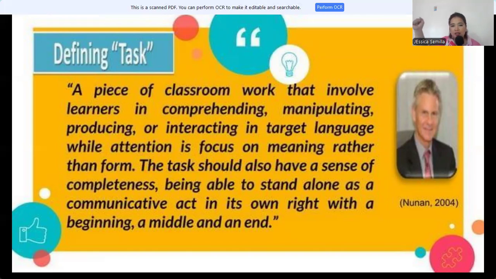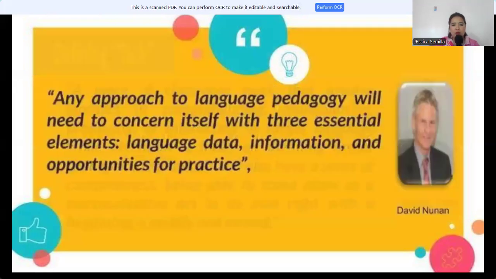The task should also have a sense of completeness. It needs to be able to stand alone as a communicative act and should also embrace achievement and success for them from the beginning to the middle and to the end. So it's more procedural in a way that the learners are immersed within the process. Any approach to language pedagogy will need to concern itself with three essential elements. One, the language data, information, and then after that, they will have the opportunities for practice.